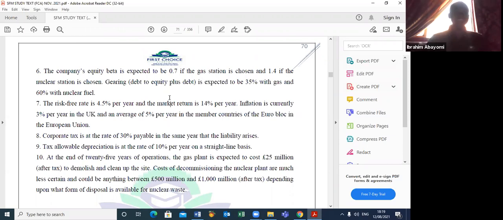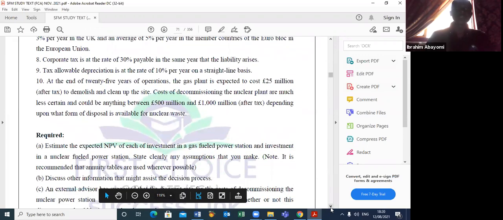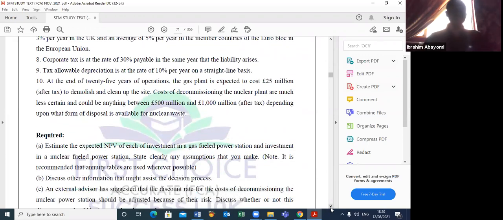Number 10. At the end of 25 years of operation, the gas plant is expected to cost 25 million after tax to demolish and clean up the site. Cost of decommissioning the nuclear plant are much less certain and could be anything between 500 million and 1,000 million after tax, depending upon what form of disposal is available for nuclear waste. So, estimate the expected net present value of the project.